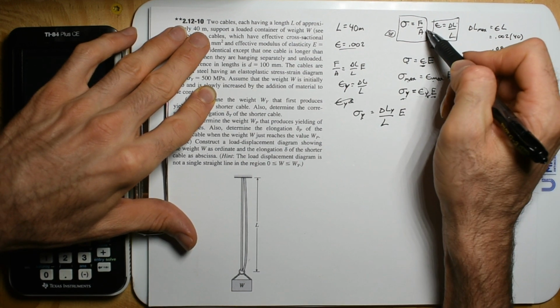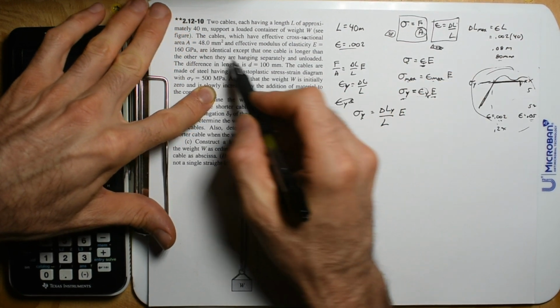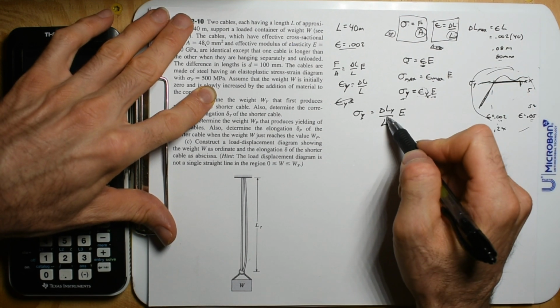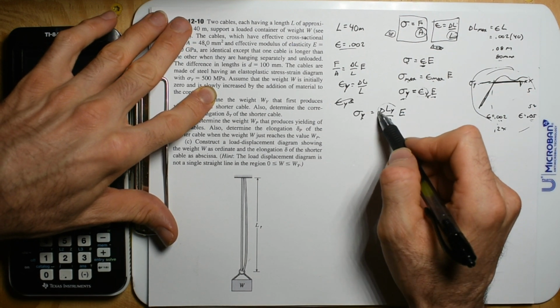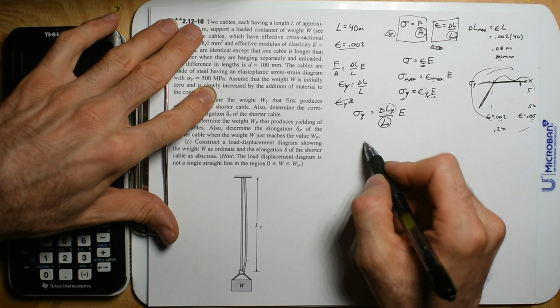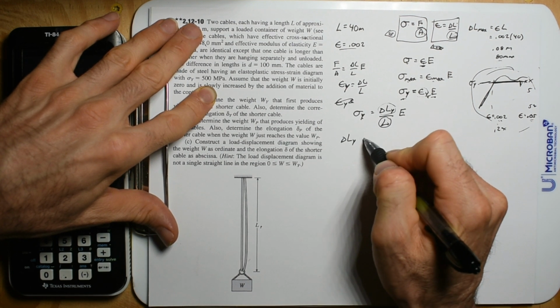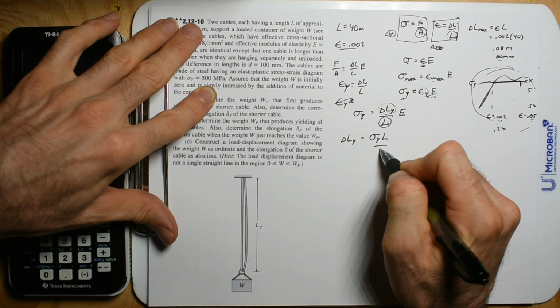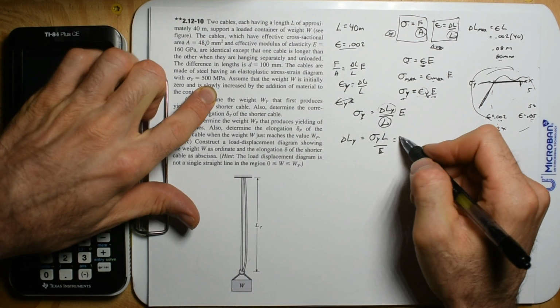So some parameters don't change. Whatever your A is, we've already established that. Whatever your length is, we've already established that. So these are established. These are the variables that can change. So we'll rearrange for the change in length due to yield. L goes upstairs: it's yield stress times length divided by E, and now we're just money.